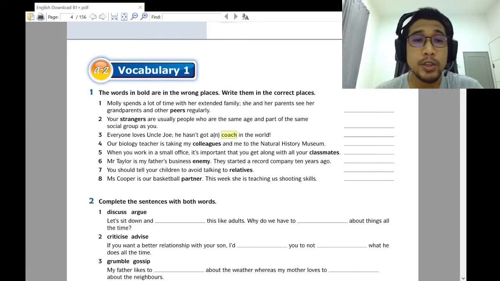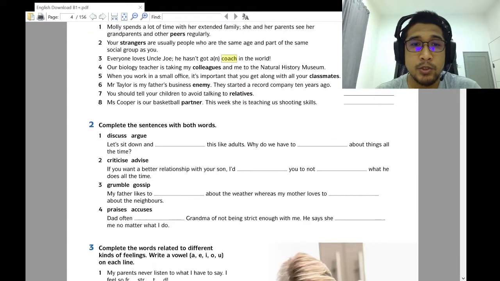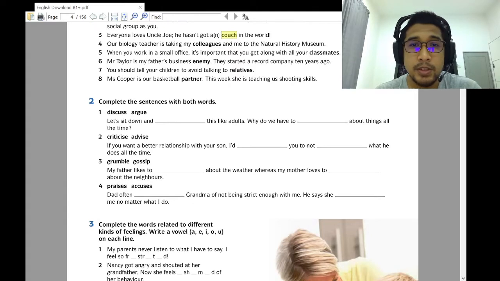Alright, I hope you got all the answers correctly there. And we'll move on to exercise number 2. Complete the sentences with both words. So there are 4 questions here, and each question has 2 verbs. These are all verbs, kata kerja ya.